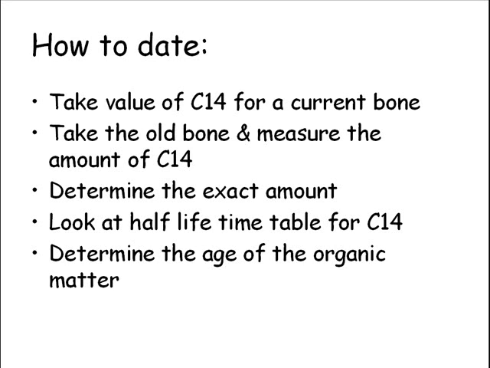So how does the dating take place? We take the value of C14 for a current bone, so we know there's that amount of C14 in there. We take an old bone, measure the amount of C14 in that one, compared with a new one, with the level which we think should be there, and then we can look at a graph about the half-life time value, and we can then determine how old a bone may be.